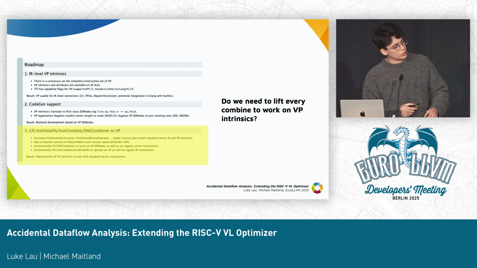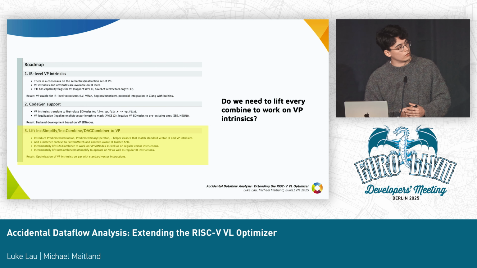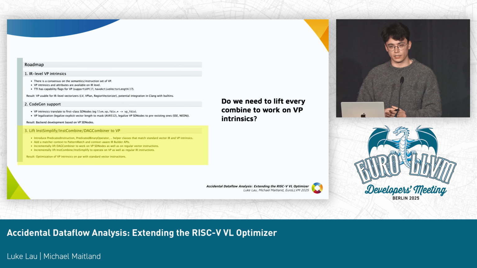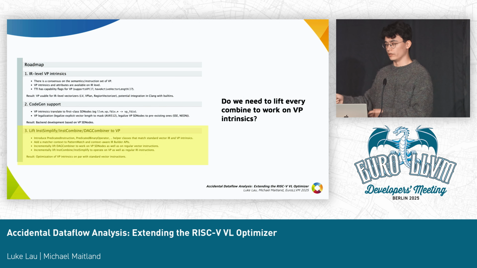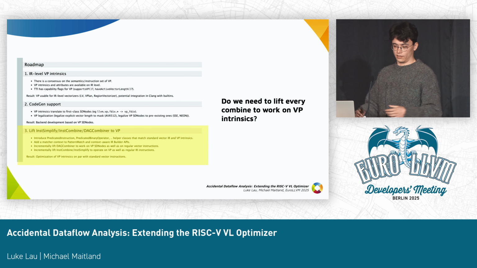This is a screenshot from the vector predication roadmap, which was attached to the RFC, and it had this 3-stage plan. The final stage of the plan was to lift every single combine to work on VP intrinsics: InstCombine, InstSimplify, DAGCombine. That's a lot of work, right? So I was looking at that, thinking, okay, is this a dead end? Are we just stuck with subpar code generation?